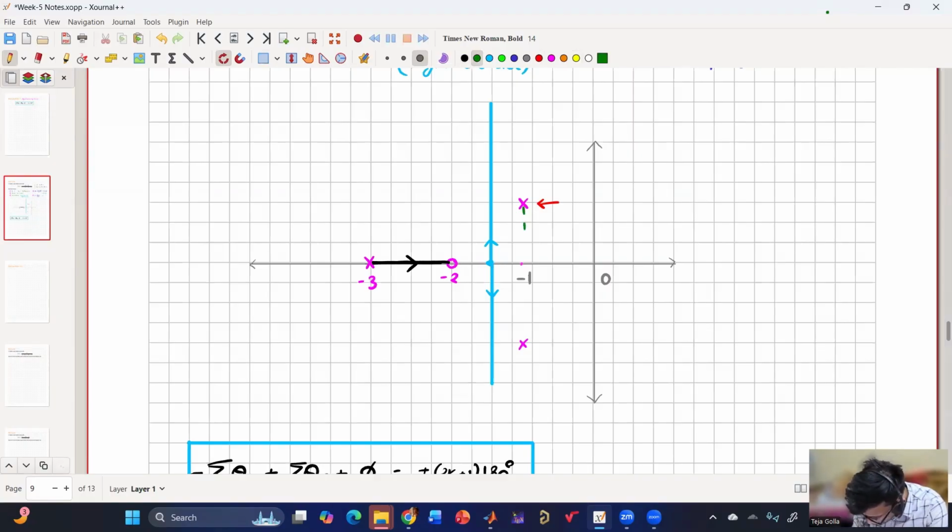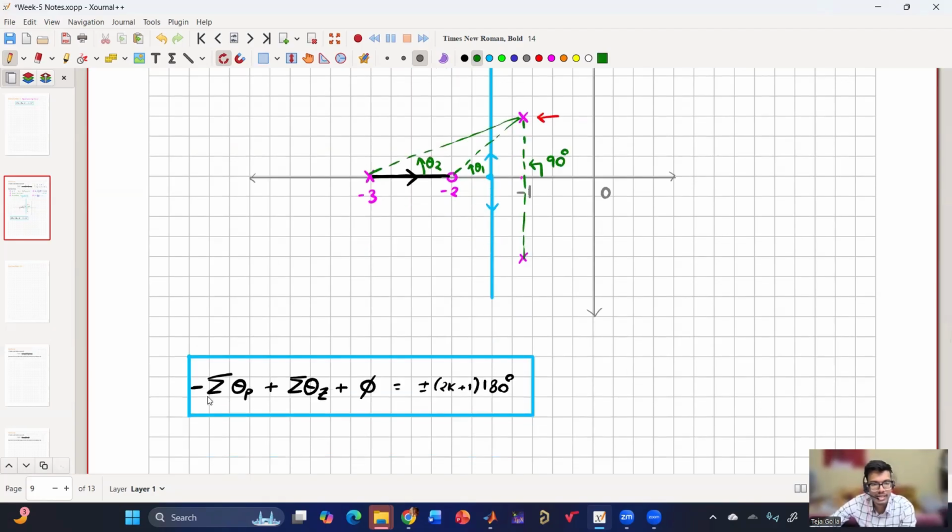Now what is the angle made by this pole? The angle made by this pole is clear, 90 degrees. What is the angle made by this zero? Say this is theta 1. And the angle made by this one, say this is theta 2. Now I have to add the angles of poles with a minus sign and the angles of zeros with a plus sign, plus this angle of departure, equals plus or minus (2k+1) times 180 degrees. So this is what my equation says. I am finding this for this pole, so its own angle will be 0. So these are the 90 degrees, theta 1 and theta 2. I have to find theta 1, then theta 2.